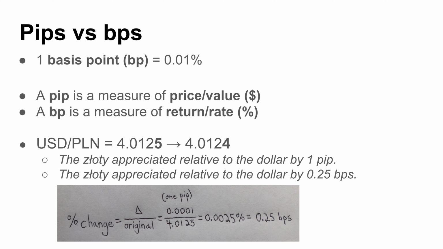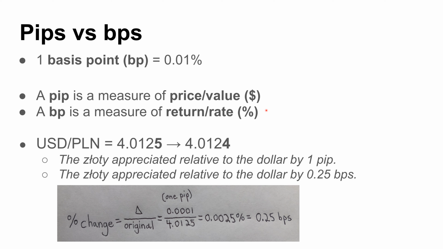Now let's go over pips versus bips. It's really important not to get these two confused, even though the concept is pretty similar. So another common unit of measurement in finance is the basis point, or BIP, which equals 1/100th of a percent. Thus, while pips measure a change in price or value, BIPs measure a change in returns or rates as percentages.